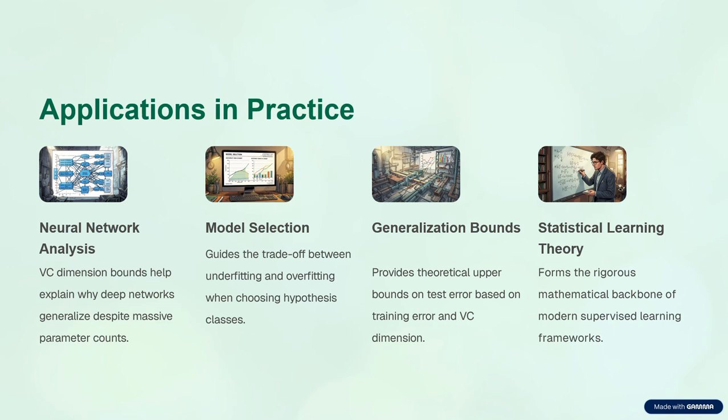Next is applications: when we use PAC and VC dimension. These concepts are widely used in machine learning research and applications. They help in selecting appropriate models, estimating generalization error, and understanding neural networks. VC and PAC theories provide mathematical foundations for designing reliable and efficient learning systems. So the first is neural network analysis, then model selection, generalization bounds, and statistical theory. These are the applications we use.